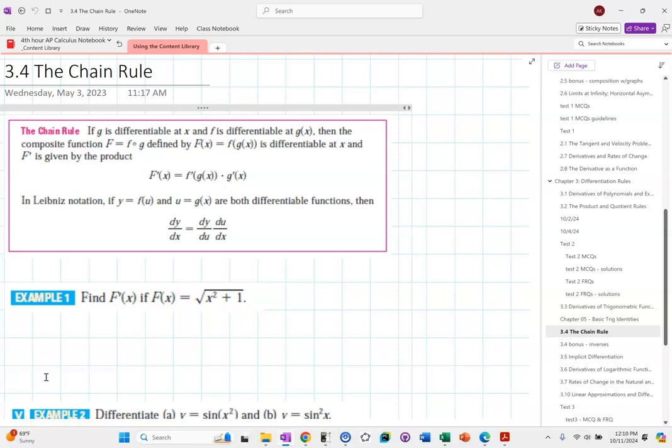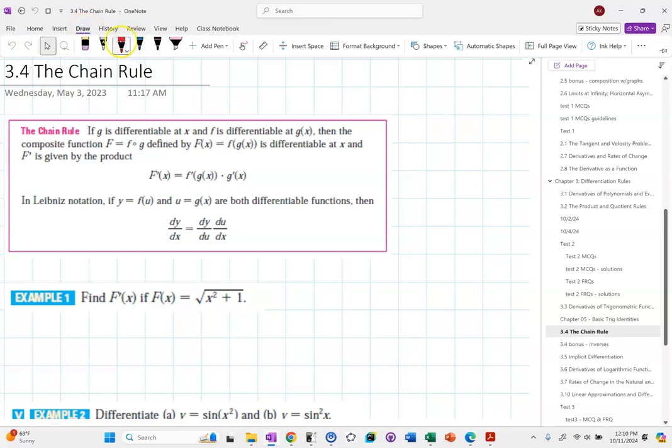So you guys remember composition from your Algebra 2 class. Probably even did it last year in pre-calculus, right? It's where you have one function inside of another. So what the chain rule says is if I'm taking the derivative of f of g of x, that derivative is going to be f prime of g of x times g prime of x.